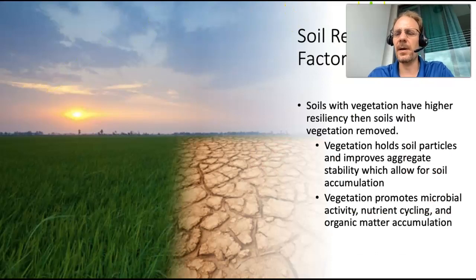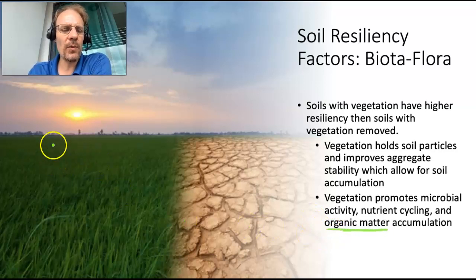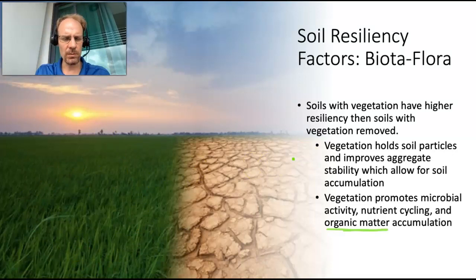The next one we have here is biota and flora, and we talked about this one in the previous slide, right? Vegetation will definitely increase organic matter as we've listed down here. But soils that have much more vegetation, that vegetation, of course, protects the soil and allows organic matter to build up and improves soil aggregate stability. These are all soil chemical and physical properties that help increase soil resilience. They help build soil, they help increase organic matter.